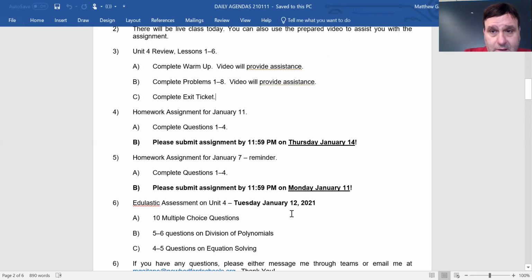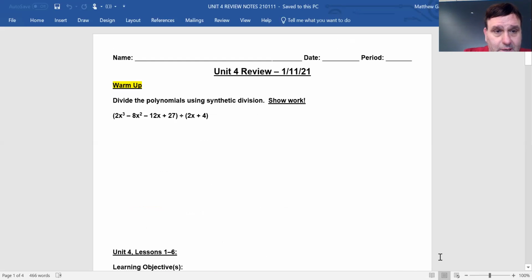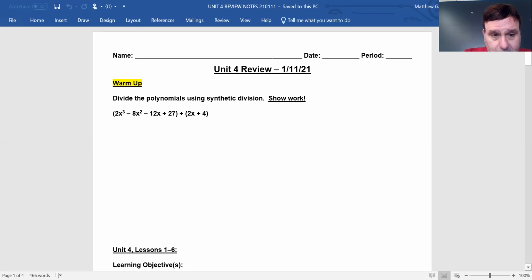So as I share the document we'll be working with the rest of the period, I want you to find the quotient using synthetic division. I'll be back to go over that. You're dividing 2x cubed minus 8x squared minus 12x plus 27 by 2x plus 4.